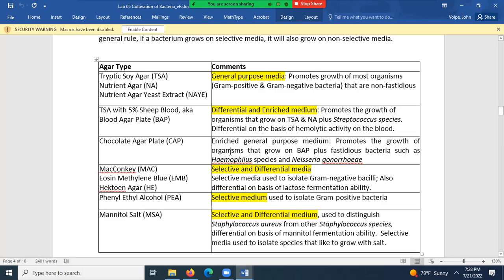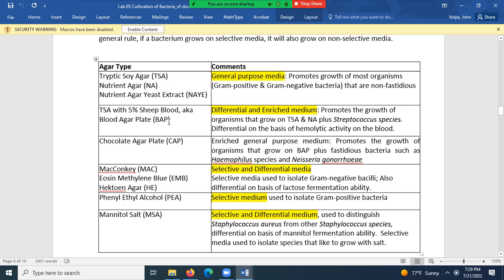Chocolate agar does permit the growth of some species of bacteria, like Haemophilus species and Neisseria gonorrhoeae. It does not permit the growth of Streptococcus pyogenes, is that right? I might have that backwards. I think it does permit the growth of Streptococcus pyogenes, because the nutrients are supplied by the red blood cells.